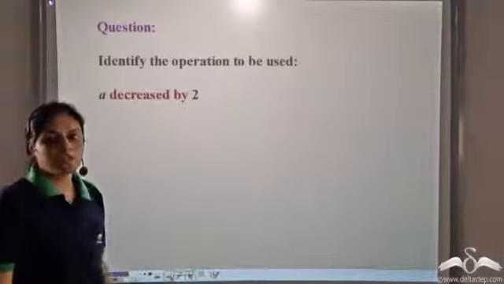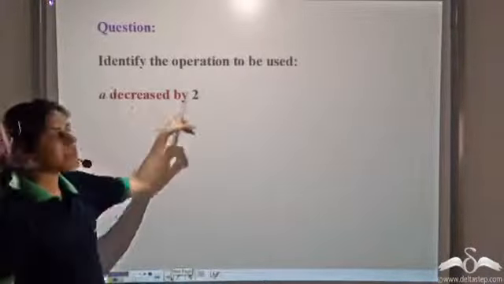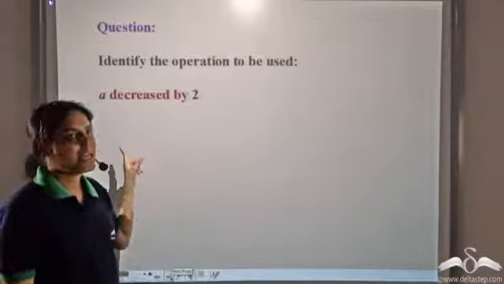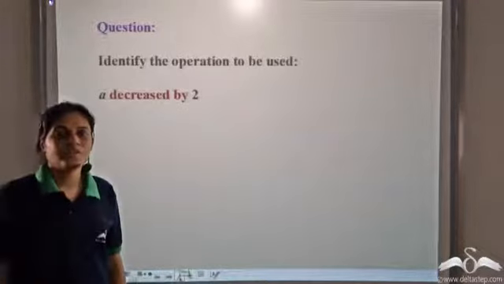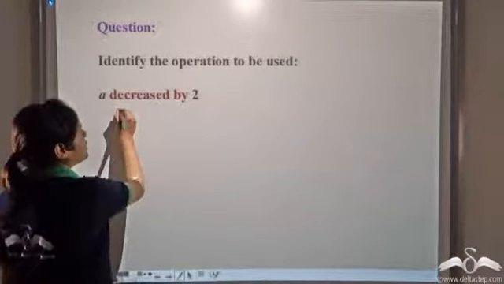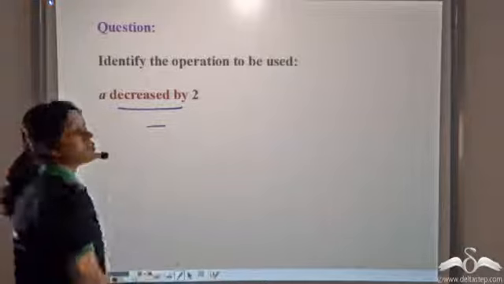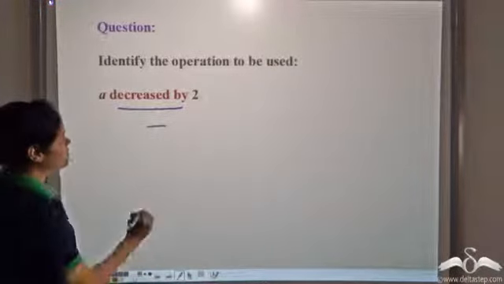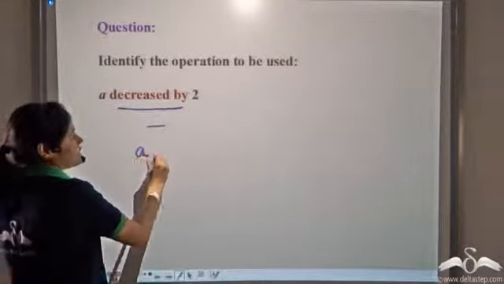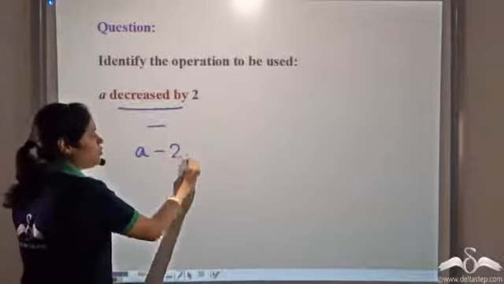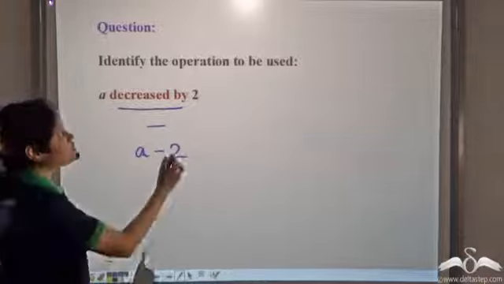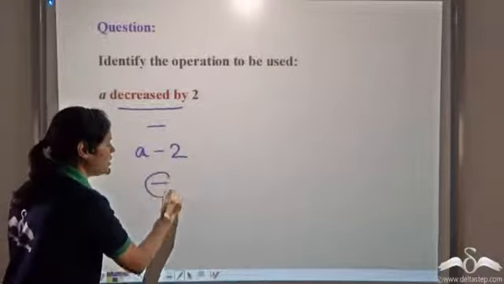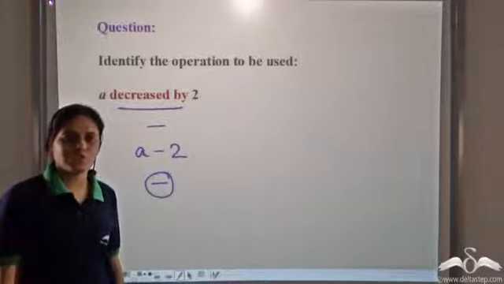So let us solve a question now. Identify the operation to be used. A decreased by 2. So we have studied decreased by stands for subtraction operation. So this is A is decreased by 2. So A minus 2 is the answer. So the operation to be used is the subtraction operation.